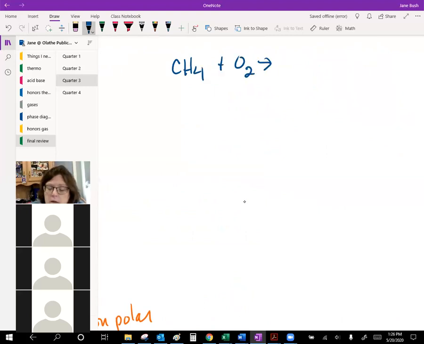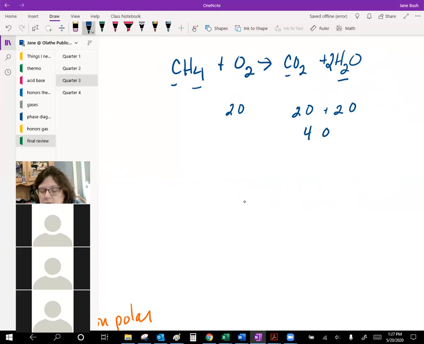So what are my products going to be? They're going to be carbon dioxide and water. One carbon, one carbon. So far, so good, right? 4 hydrogens, 2 hydrogens. So I'm going to put a 2 out front. 2 times 2 is 4. I have 2 oxygens on this side. On this side, I have 2 oxygens. 2 times 1 is 2 oxygens. So I have 4 oxygens. So if I have 2 oxygens over here and 4 on the right side, I need to make that 2. And that's balanced. Okay.